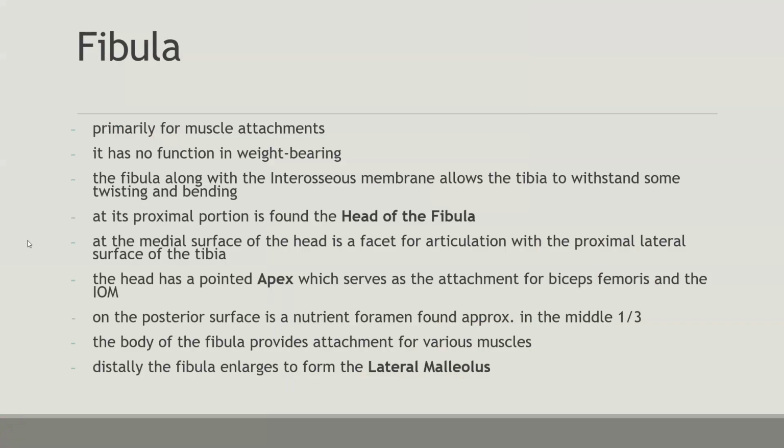So the tibia was on the medial aspect of the leg. The other bone related here is on the lateral aspect of the leg, and that is known as the fibula. Interestingly enough, this is a primary place for muscle attachments, but it does not weight bear. So if it fractures, you can actually walk around with a broken fibula because the tibia is the one that does all the weight bearing. So it's primarily for muscle attachments and has no function in weight bearing. The fibula, along with the interosseous membrane, of course, allows the tibia to withstand some twisting and bending.